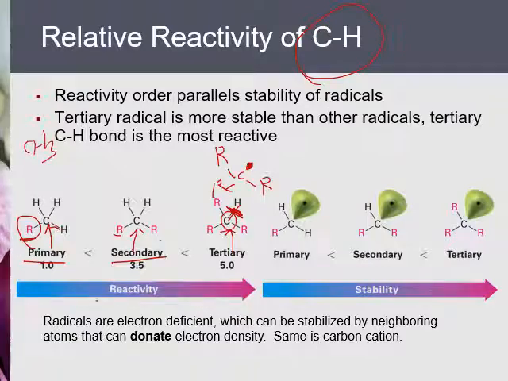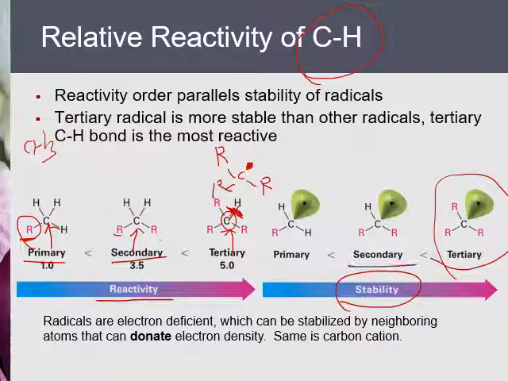This relative reactivity has been attributed to the stability of the radicals. Tertiary radical is the most stable radical, followed by the secondary, and then primary. Now imagine the waterfall.